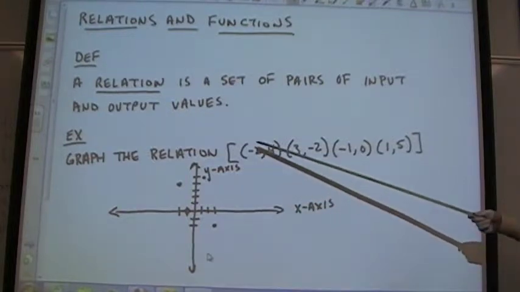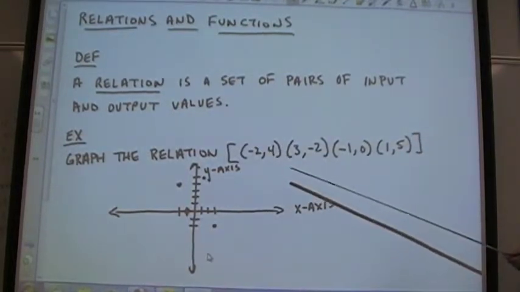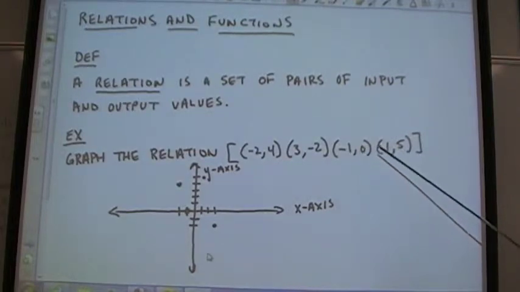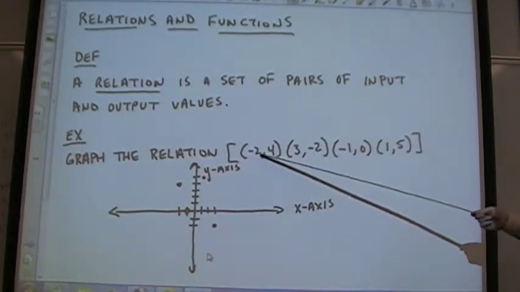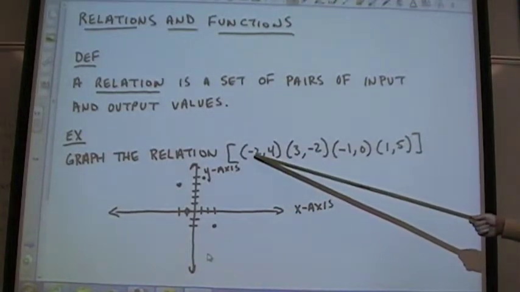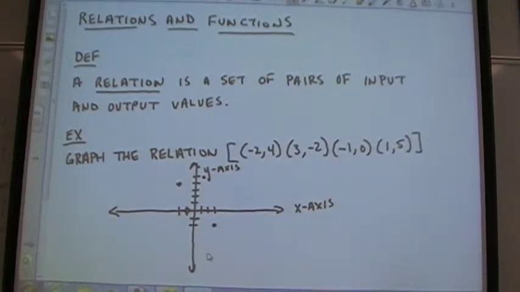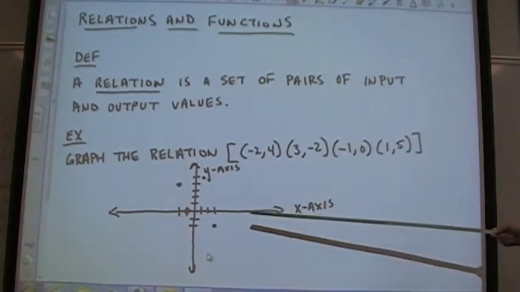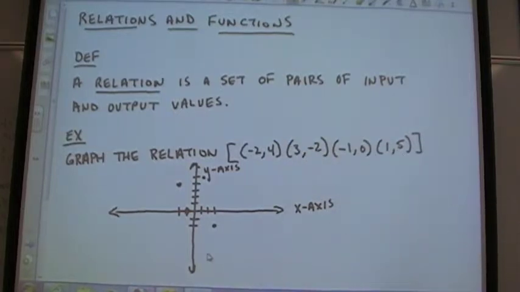And the first example, graph the relation. Here's a relation right here, a set of points: (-2, 4), (3, -2), (-1, 0), and (1, 5). So you have to make sure that you remember how to plot points. What comes first in a coordinate? For (-2, 4), what comes first? The x value. Just think about the alphabet. What comes first alphabetically, x or y? X. So -2 would represent x, 4 would represent y. The x-axis is the horizontal axis, the y-axis is the vertical axis.